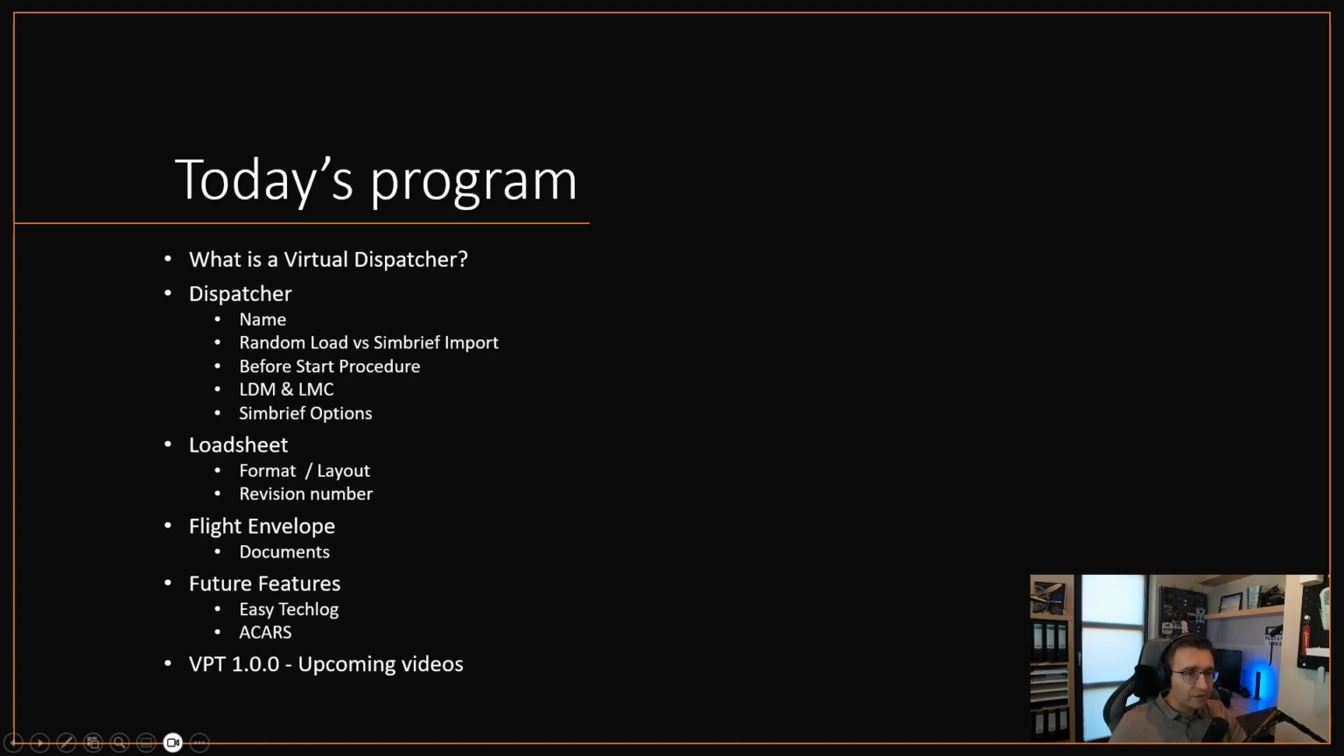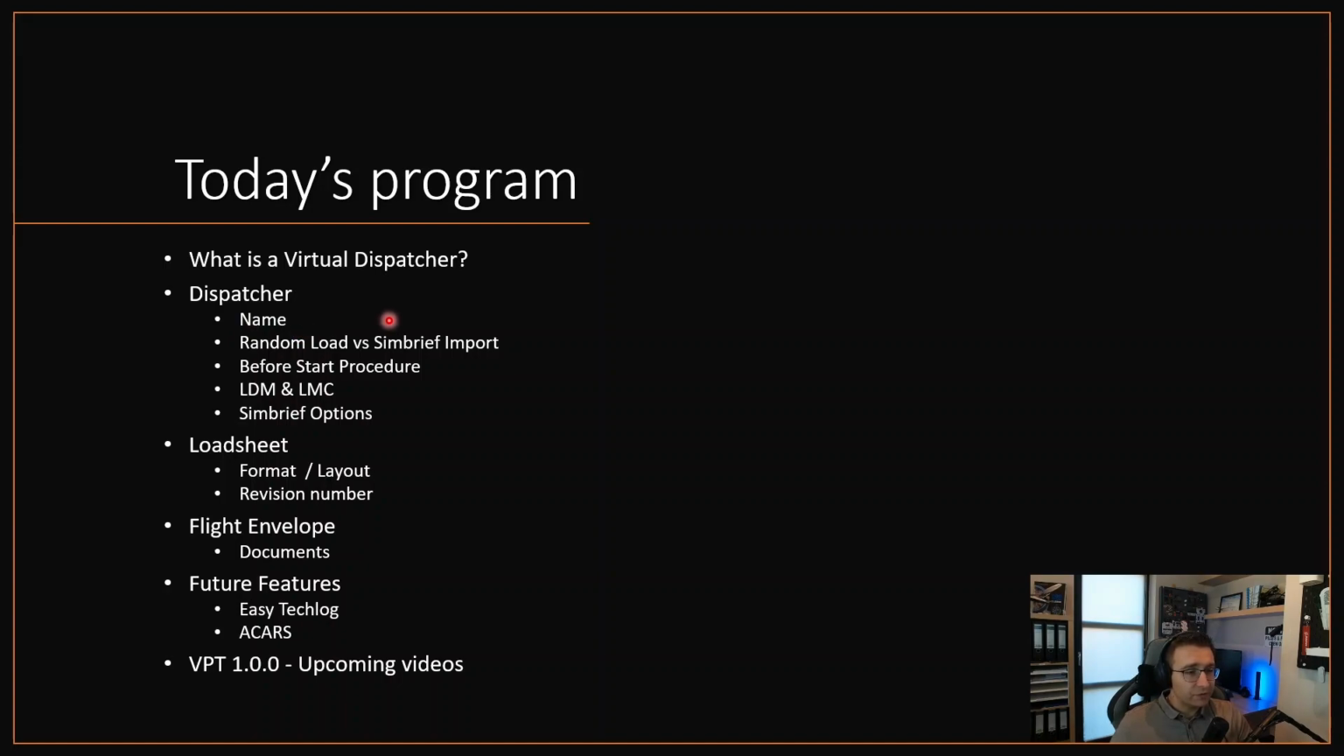So we're going to start today's program by talking about what is a virtual dispatcher, and then we're going to dig into the demonstration. We're going to compare the previous version of the virtual dispatcher with the new one, with all the new features. So we're going to talk about the dispatcher itself, his or her name, the random load versus the Simbrief import.